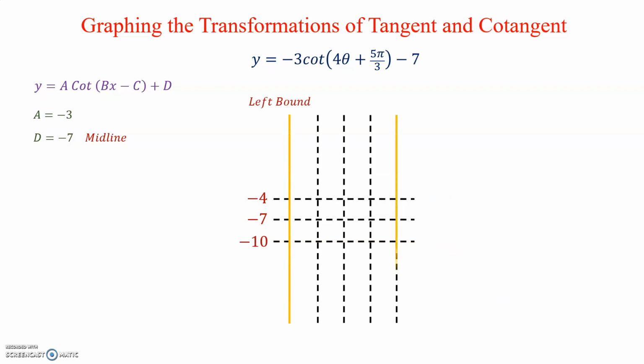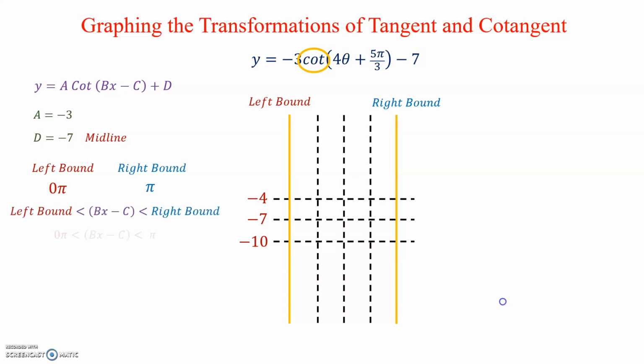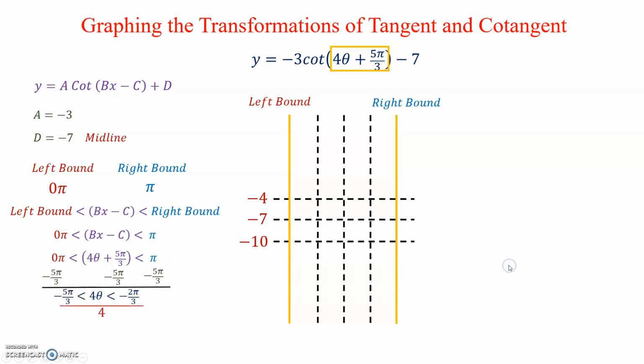So let's work with the left and right bounds now. Because it's cotangent, the left bound for cotangent, 0 pi. Right bound, pi. So when we set up our 3-sided inequality, we'll put in our left and right bounds and consider what's inside the parentheses. That's our 4 theta plus 5 pi over 3. Substitute everything into the inequality and let's start solving for theta. We'll subtract our 5 pi over 3 and then divide by 4. There's our new left and right bounds. So the left bound is now negative 5 pi over 12 and the right bound negative pi over 6.